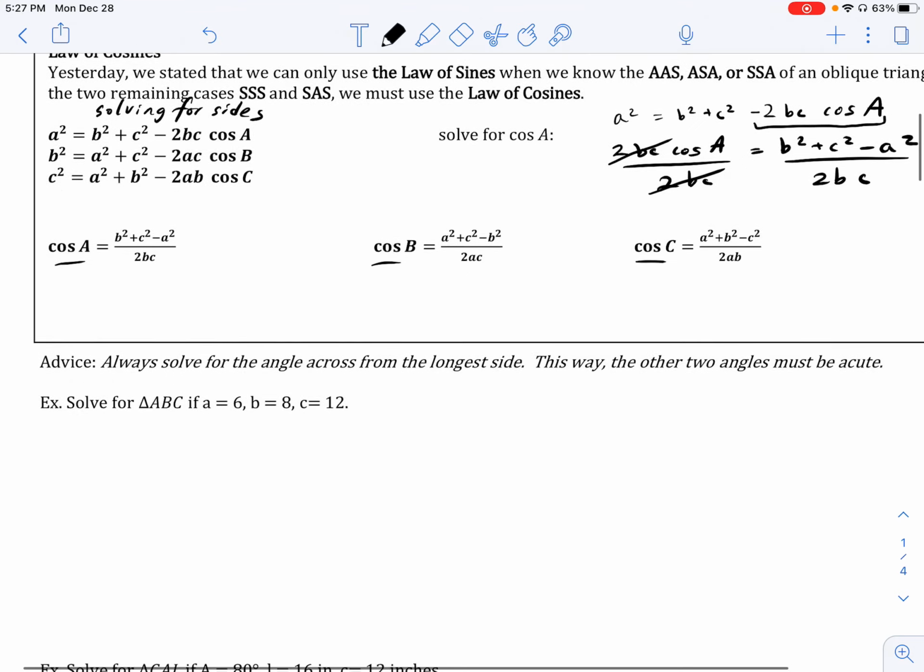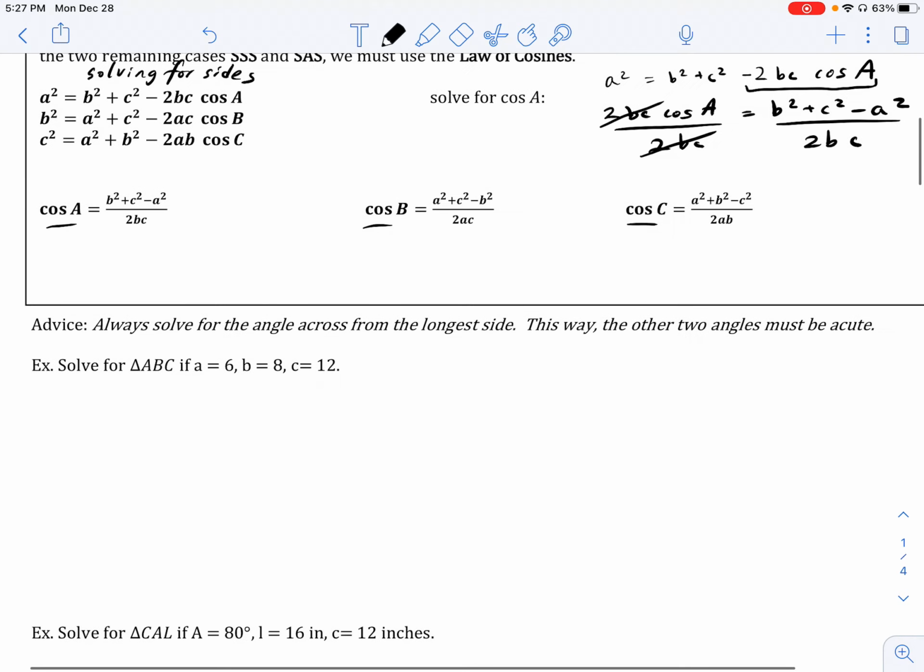So let's actually jump into a problem where we're using the law of cosines, and I want to highlight a couple of different mistakes that we might make in doing a problem. So consider the following problem. We've got a triangle here where we're given all three sides. So right away, we see that we have an SSS case. So I'm going to just go ahead and draw this triangle here. We have an SSS case.